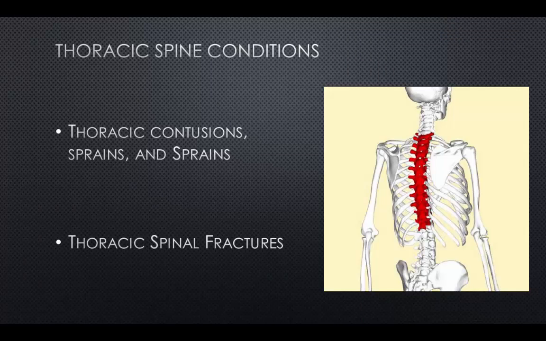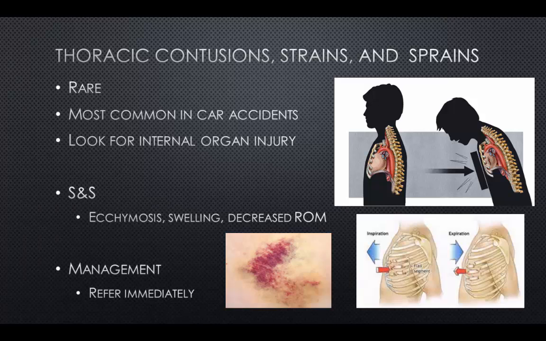Thoracic spine conditions include thoracic contusions, sprains and strains, and thoracic spinal fractures. Thoracic contusions, sprains, and strains are rare. They are most commonly seen in car accidents from the chest hitting the steering wheel. If there are bruises on the thoracic cavity, it is imperative to also examine for internal organ injury as well. When ribs break, they can puncture the lungs or the heart, which may result in catastrophic injury.